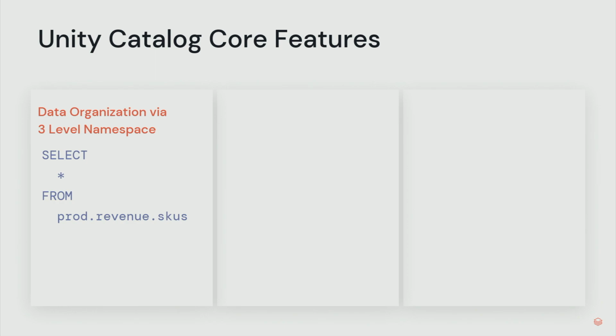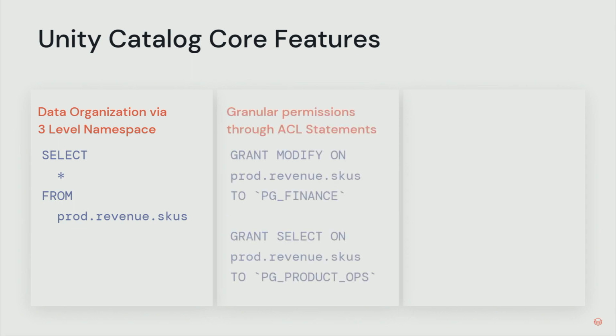But with this 3-level namespace, you get a lot more organizational features. And the important thing there is for any one of those data objects, you can grant granular permissions through ACL statements. And so basically, you can say specific teams and users in Databricks have access to a particular table, schema, or even an entire catalog. And that gives you a lot of capability to really customize your data access to meet the requirements of your organization.